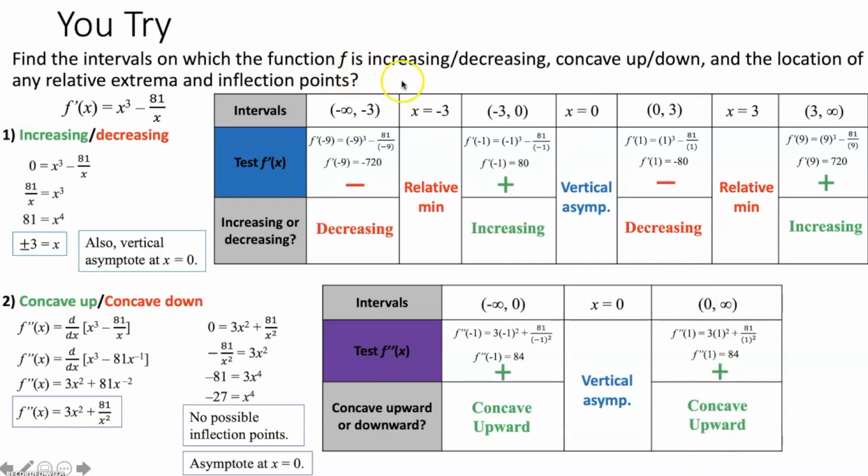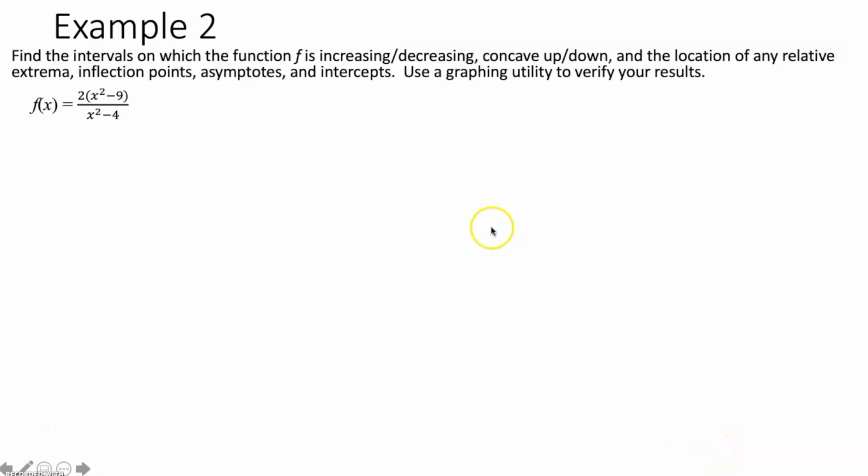So we have determined everywhere where the functions are increasing or decreasing, concave upward or downward, relative extrema, and inflection points. So we are done. Now, example 2 says find the intervals on which the function f is increasing, decreasing, concave up, concave down, and the location of any relative extrema, inflection points, asymptotes, and intercepts.